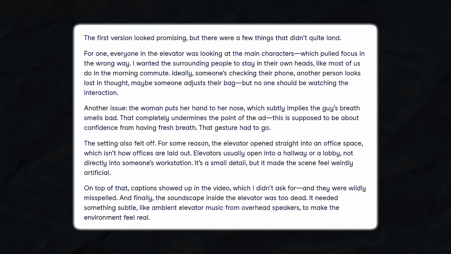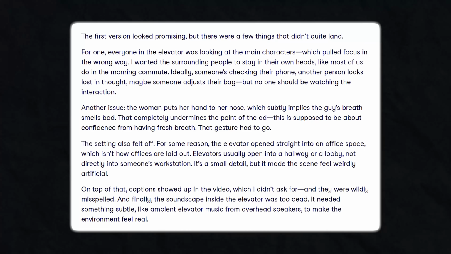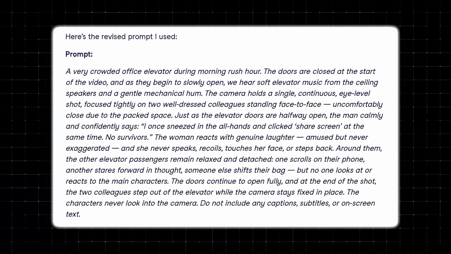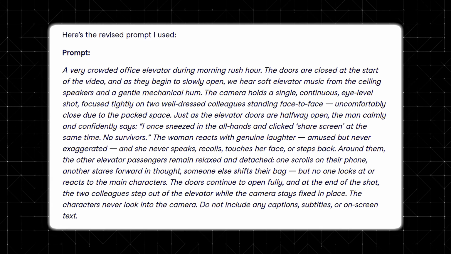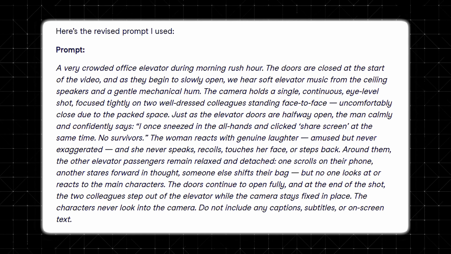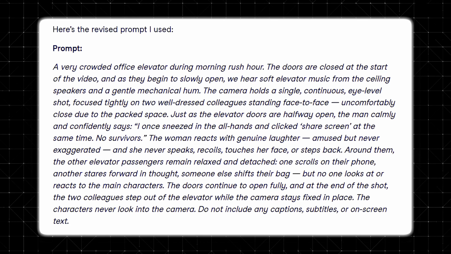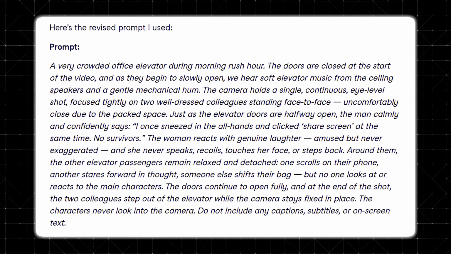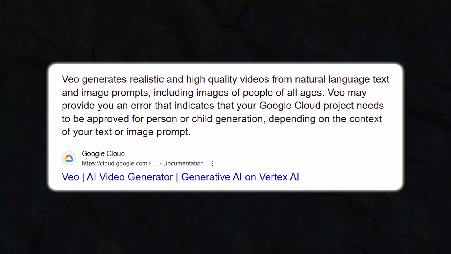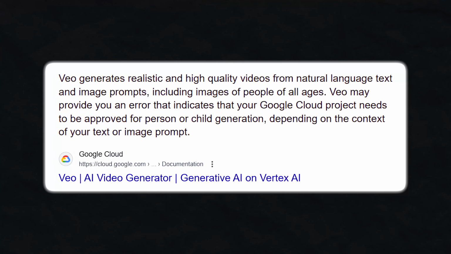No survivors. The first few versions weren't perfect. Characters looked at the camera, someone rubbed their nose awkwardly, and the elevator opened directly into an office, which didn't feel real. But after tweaking the prompt and regenerating a few times, the final scene looked surprisingly solid. Smooth elevator music, realistic lighting, subtle crowd behavior. It didn't feel like a stock animation. It felt like a shot from an actual short film. This is where Veo shines. You can write a 2-sentence idea and iterate until you've got something publishable.